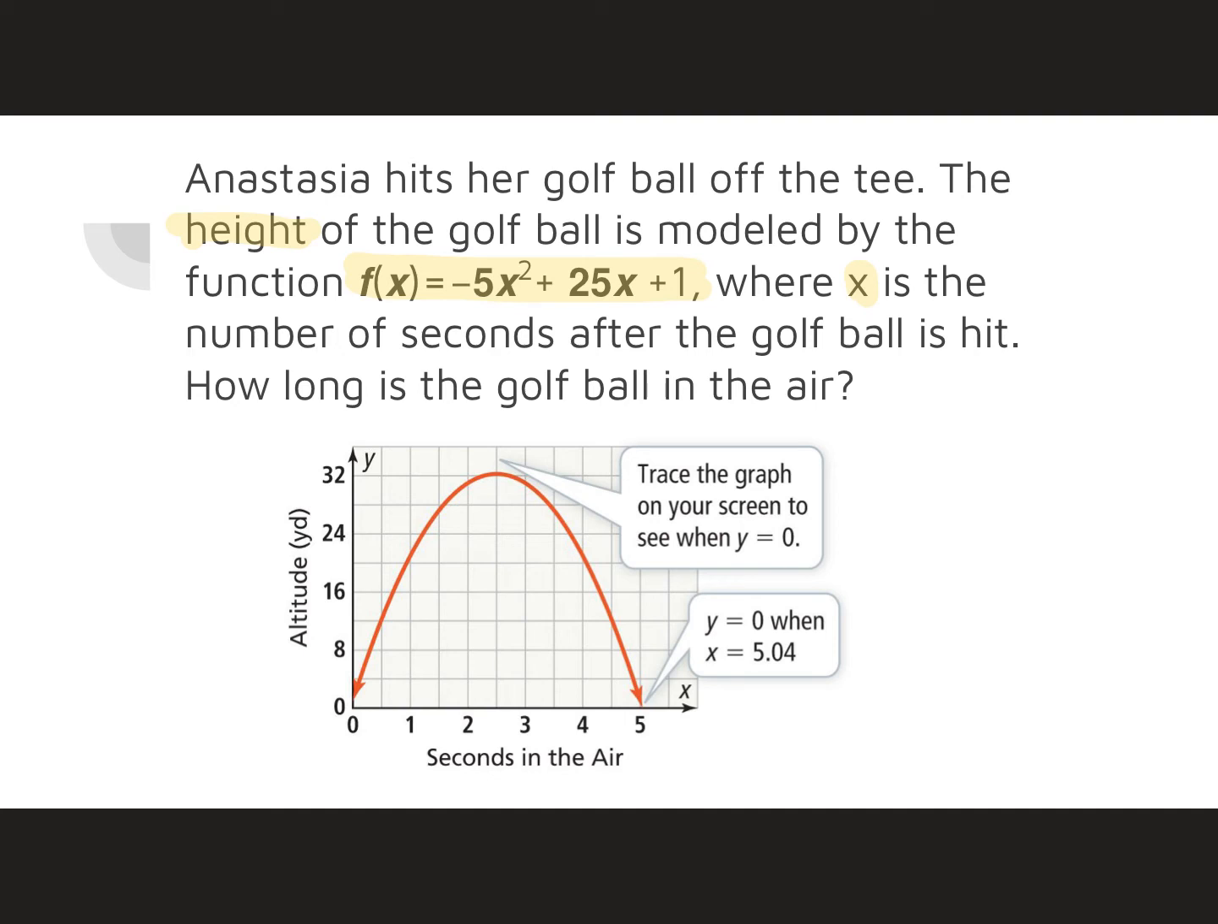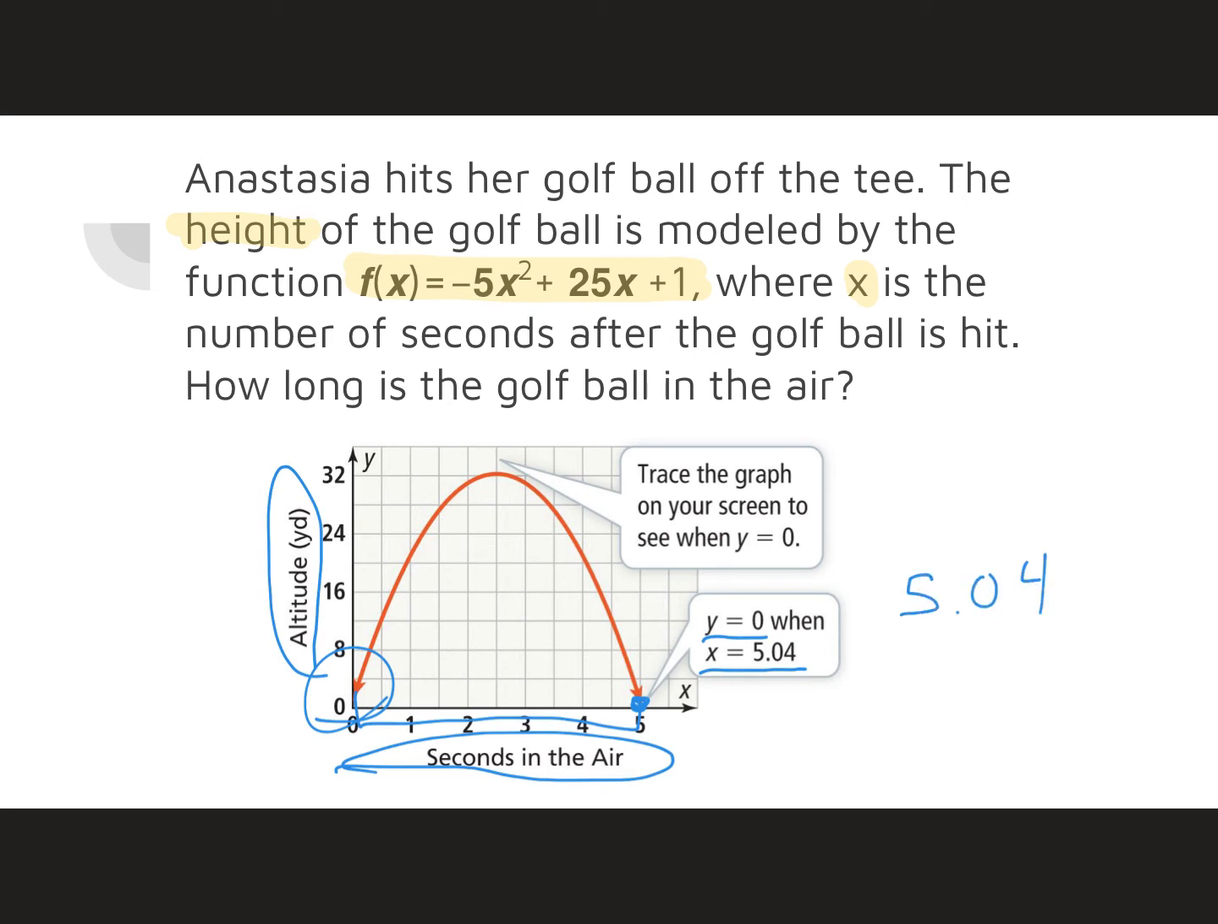So if you graph this function, it'll look like this. So remember that our x is the seconds in the air. Our y is the altitude. So if you trace it, or on the Desmos, you can just sort of click near it and it'll show you what the point is. Y equals 0 when x equals 5.04. Obviously, there's another 0 back here, but that's when she hit the ball. So we're looking at the distance between these two zeros. So it's 5.04 seconds that the golf ball is in the air. And you can actually see the arc.